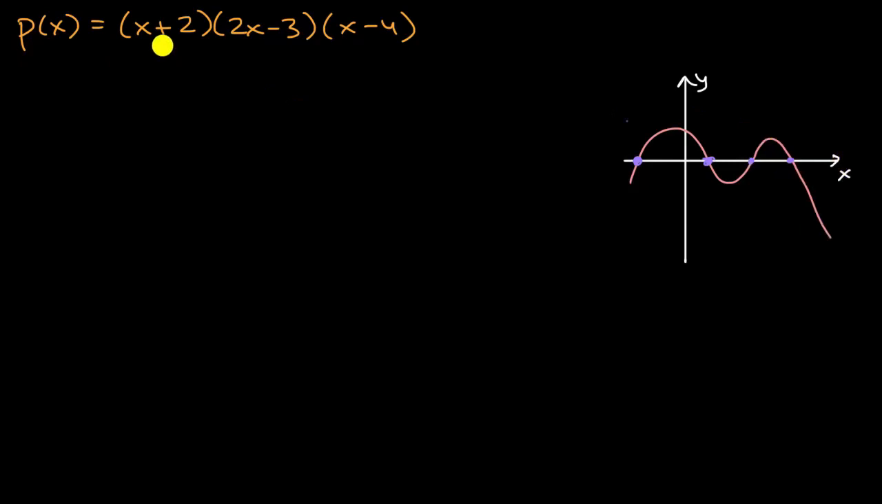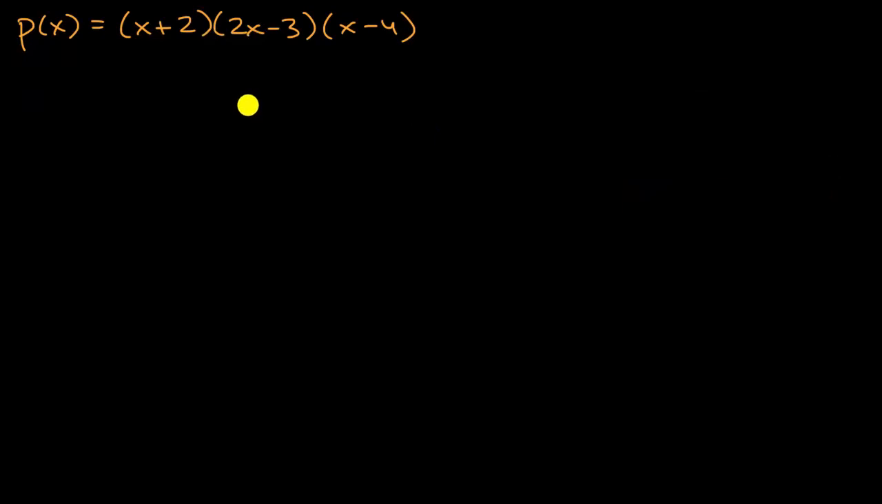So now let's go back to this example here. And let me delete this because this is not the graph of p of x, which I have just written down. Let's first think about its zeros. So the zeros are the x values that would either make x plus 2 equals 0, 2x minus 3 equals 0, or x minus 4 equals 0. So first we can think about, well, what x values would make x plus 2 equal to 0? Well, that of course would be x equals negative 2.